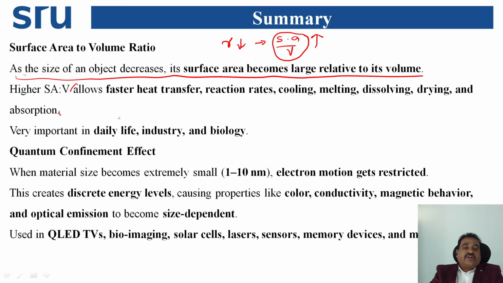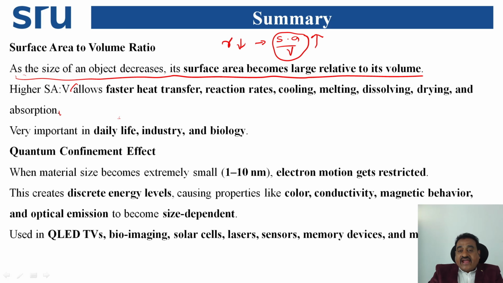So quantum confinement effect. When material size becomes extremely small, electron motion gets restricted. This creates discrete energy levels causing properties like color, conductivity, magnetic behavior, and optical emission to become size dependent. We discussed in this video.